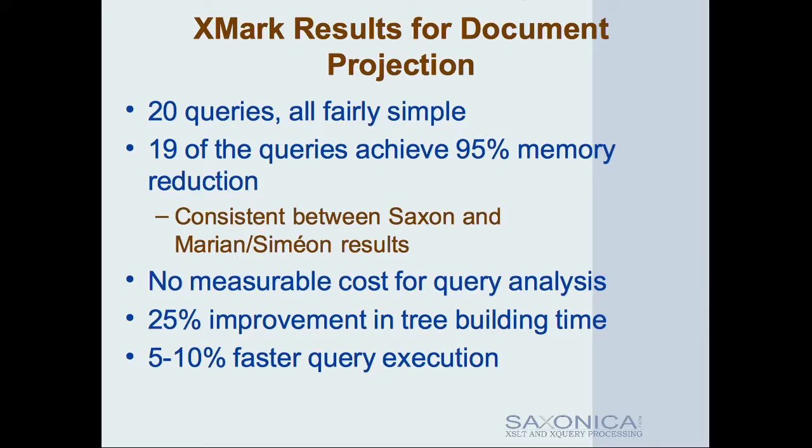So looking at the queries across the whole, I already mentioned that 19 of the queries achieve memory reduction of 95% or better. The results Saxon is achieving are very consistent with the ones that Marianne and Simeon reported. The query analysis cost is not measurable. There's no measurable extra cost on the query compilation time. Tree building time about 25% better. Query execution time a very small amount better, but that's not why you do it.